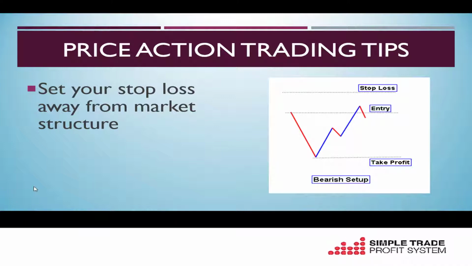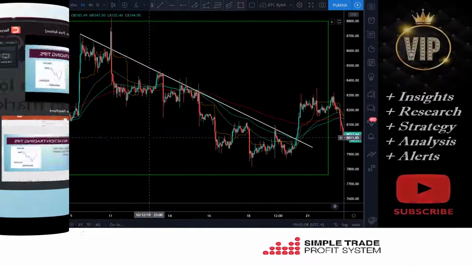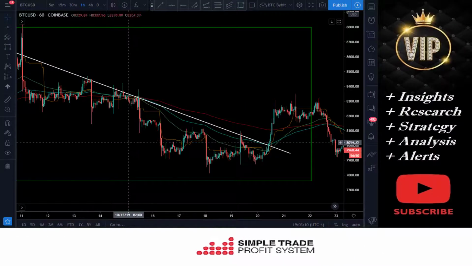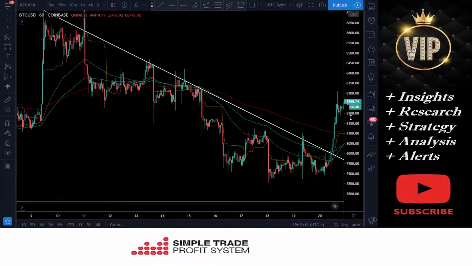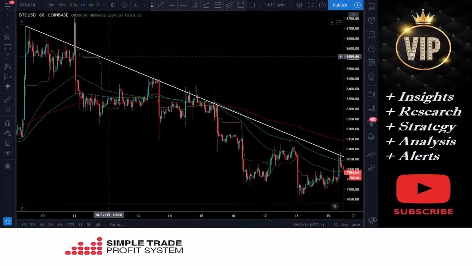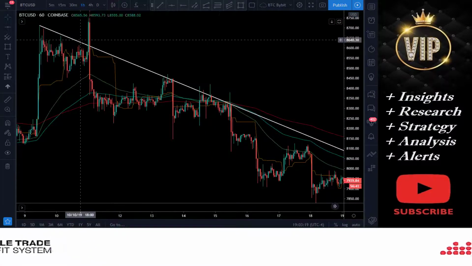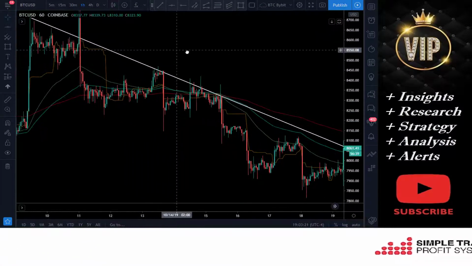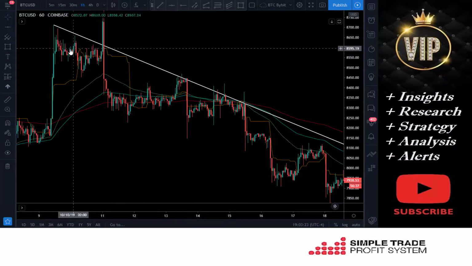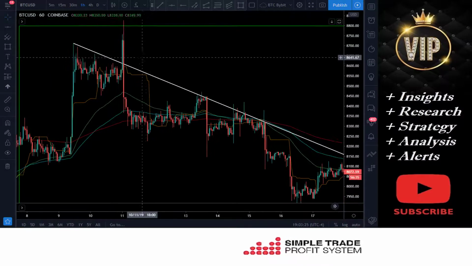Let's go over to the chart and I'm going to show you some. So let's look inside this green box here. We have a trend line drawn and this is acting as resistance, and we want to short. The market's trending down, so we're looking for a short. Look at all the times that it broke through.